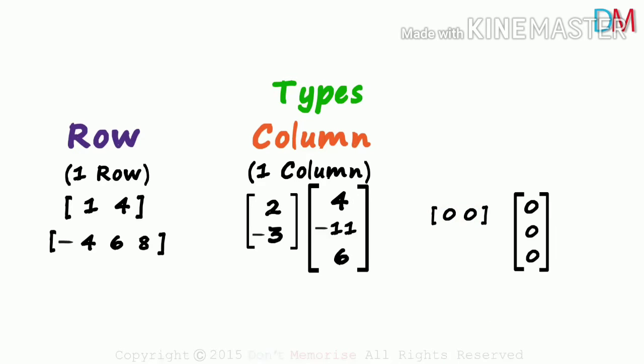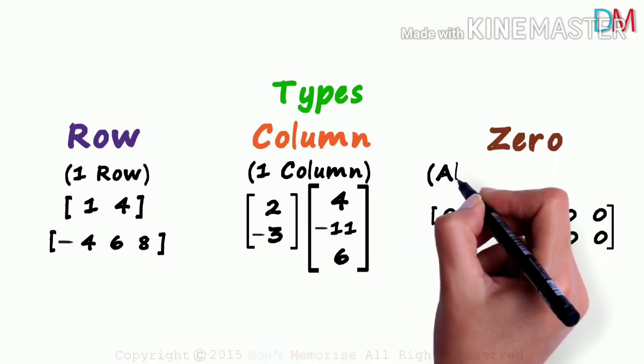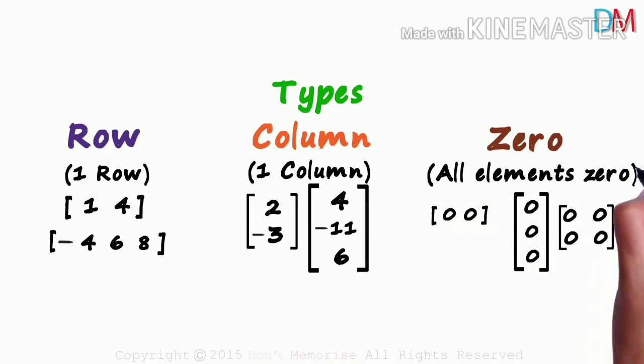This is the second one. 3 rows and 1 column, all elements are 0. And this is the third one. 2 rows and 2 columns, and all elements are 0. What do you think these matrices are called? Yes, they are called zero matrices. Each matrix here is called a zero matrix. A zero matrix is a matrix in which all its elements are 0. Yes, each and every element must be 0.